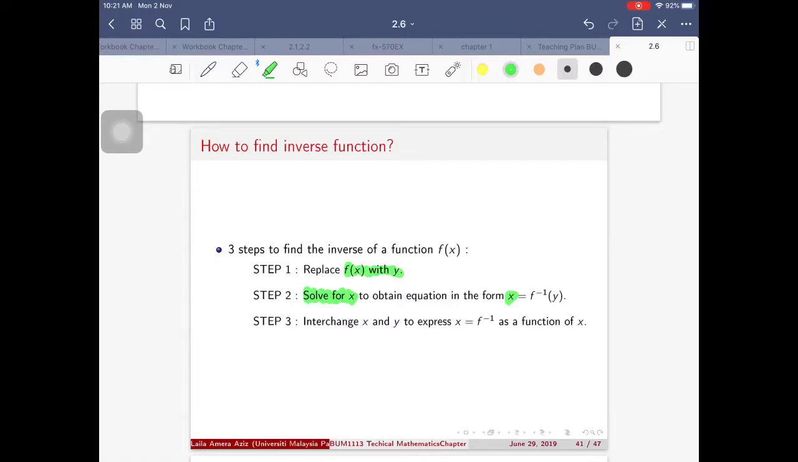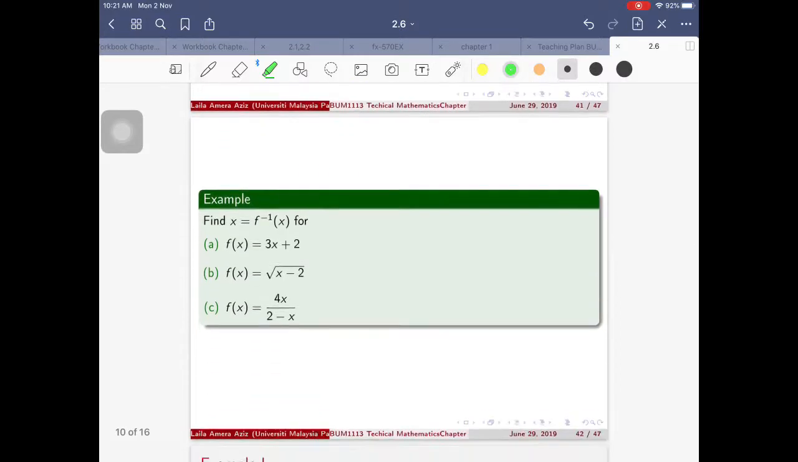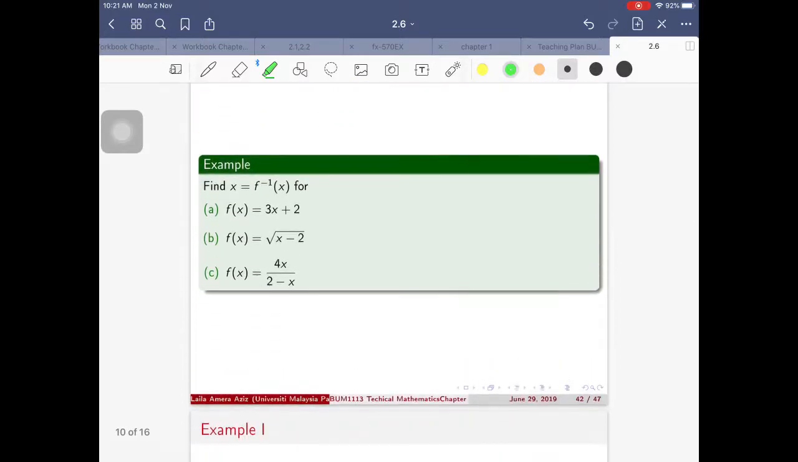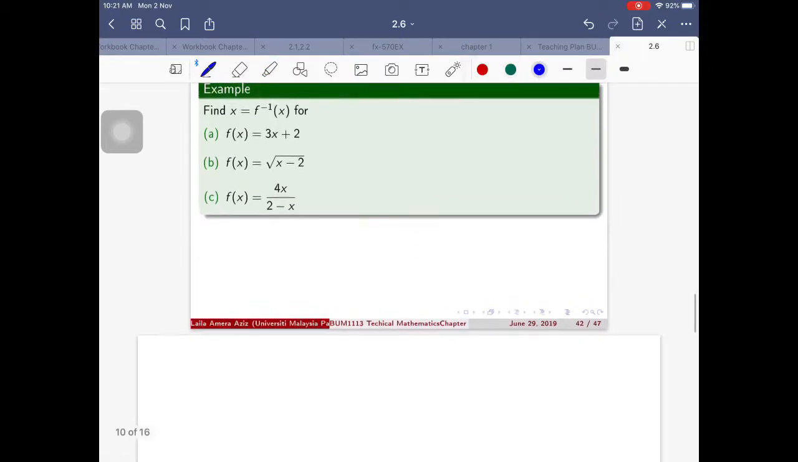And after that, you're going to interchange x and y. This is going to be the last step. And I'm going to demonstrate using these 3 examples right here. I'm pretty sure that you already know this, as I mentioned to you before. So if you already know this, there's no need to look at all my examples. You can do it with me, or you can just do this on your own and check whether we matched.